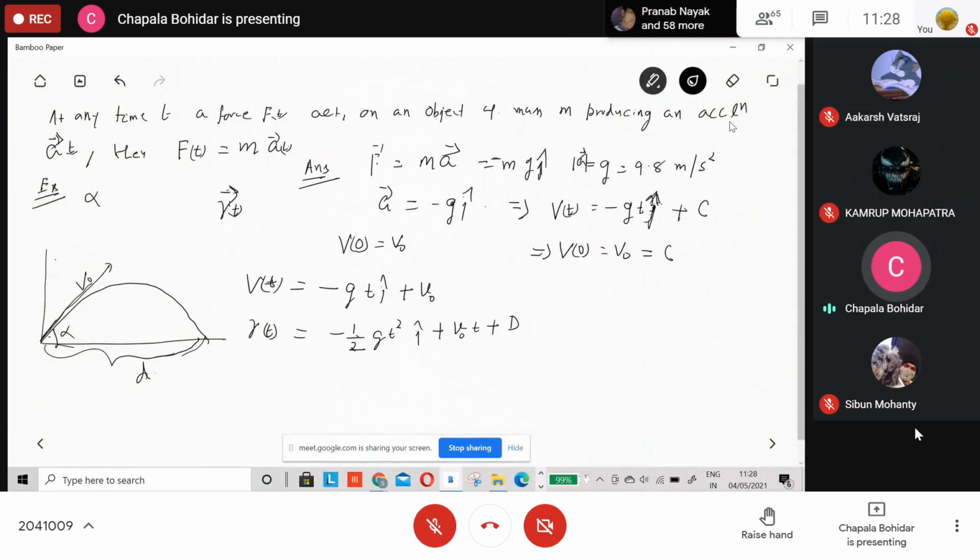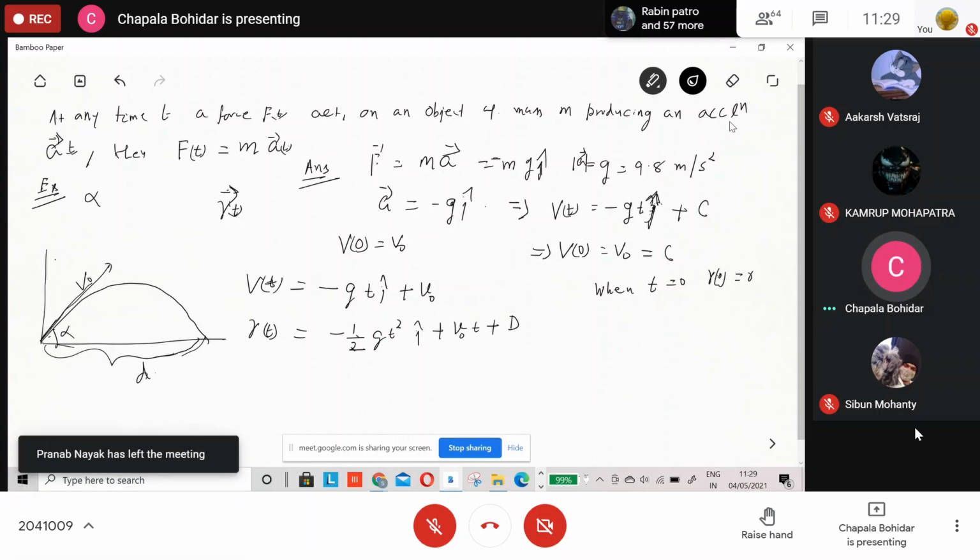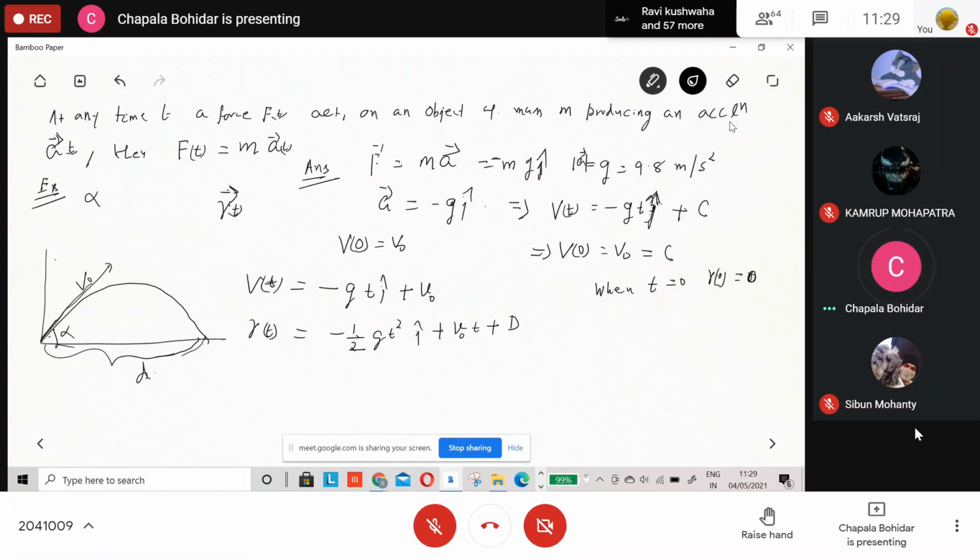When t is equal to 0, what about our position vector R of 0? It must be 0. At t equal to 0, the position vector is also 0. Clear? Time 0, position vector is how much here? 0. When t is equal to 0, position vector is 0. Now what is the value of D?